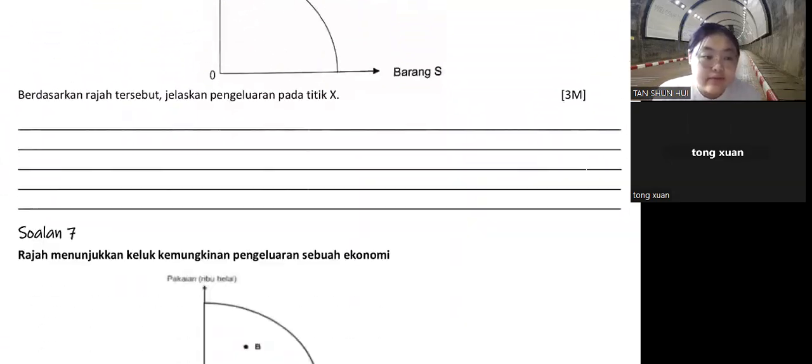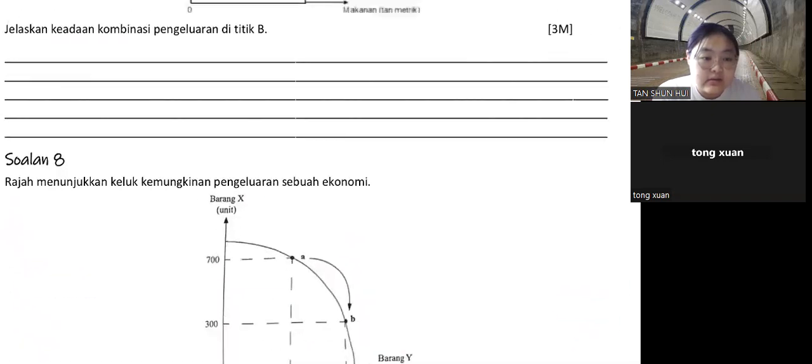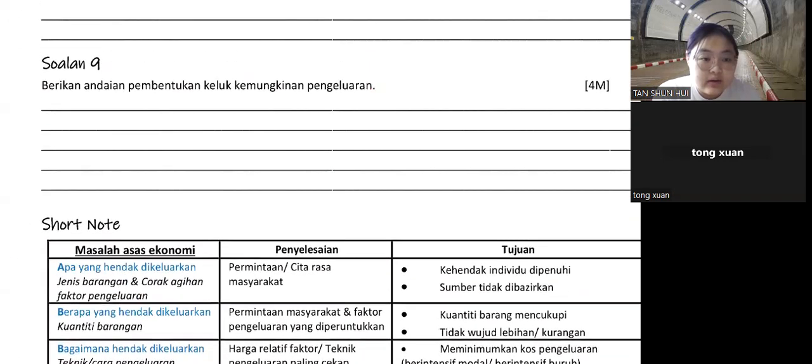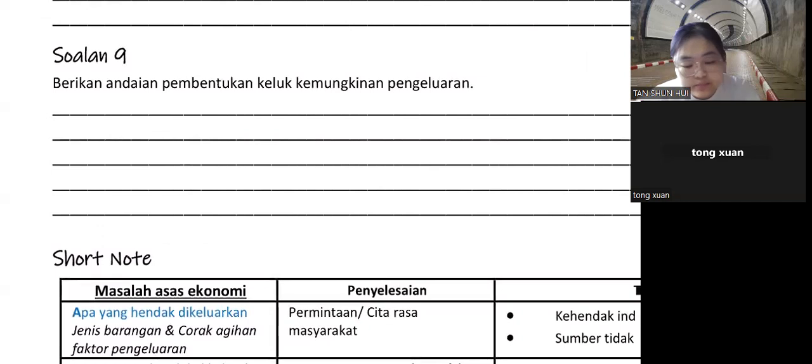Okay, a very easy one is here, question 9. They say, berikan andaian pembentukan kelompok kemungkinan pengeluaran. Show me the assumptions. So how many assumptions do we have? We have 4. So in exam, how many assumptions you write depends on the marks. 1 mark, 1 assumption, 2 marks, 2, 3 marks, 3, 4 marks, 4. So what are the assumptions again?